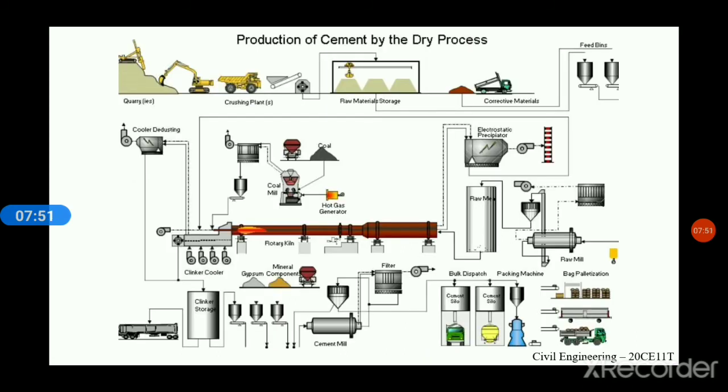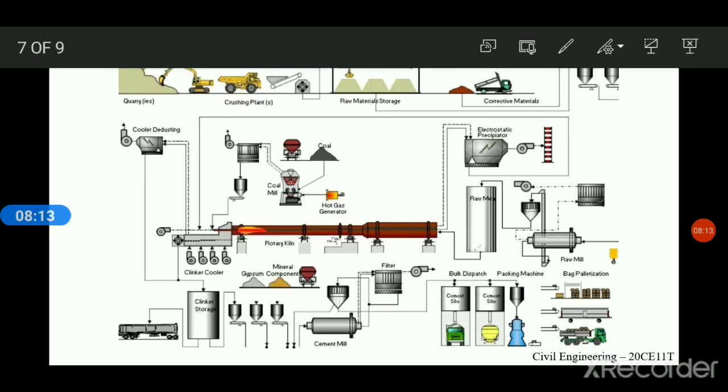So this production of cement in dry process, you can see in this figure. It's not actually complicated, it's a clear figure. The process will be the same. You can see here clinker storage, cement mill, cement silo means storage, and gypsum.